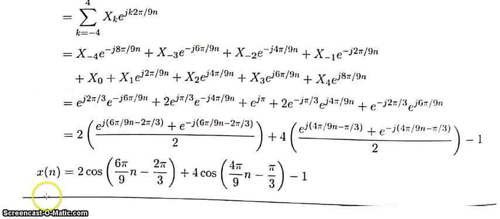In this question we were given the magnitude and phase spectrum, and from that we were asked to obtain x of n. You first have to find the period of the signal. Then you have to write the Fourier coefficients in the suitable k range, and then substitute in the equation of x of n. Okay, thank you.